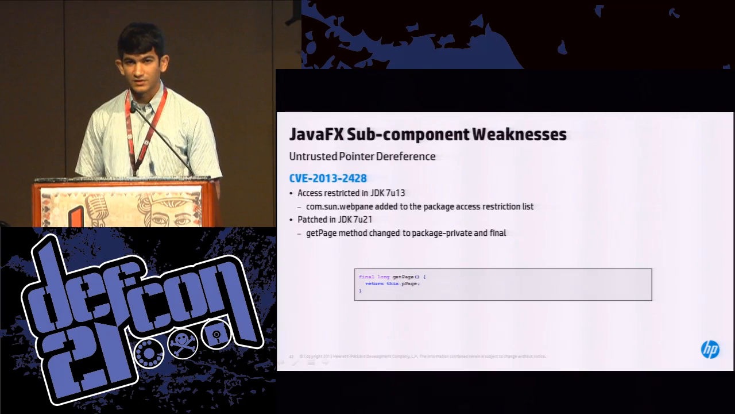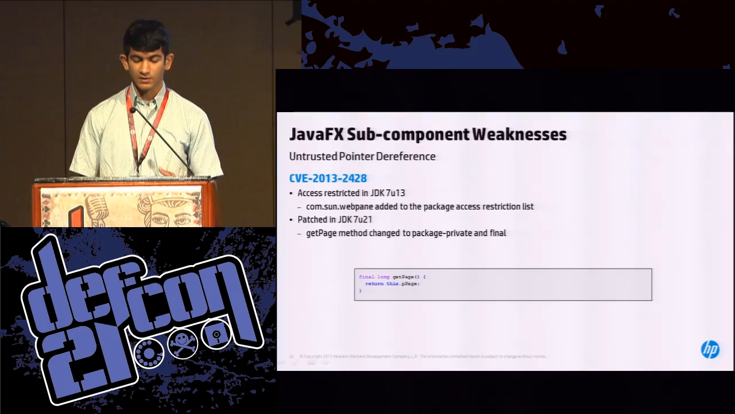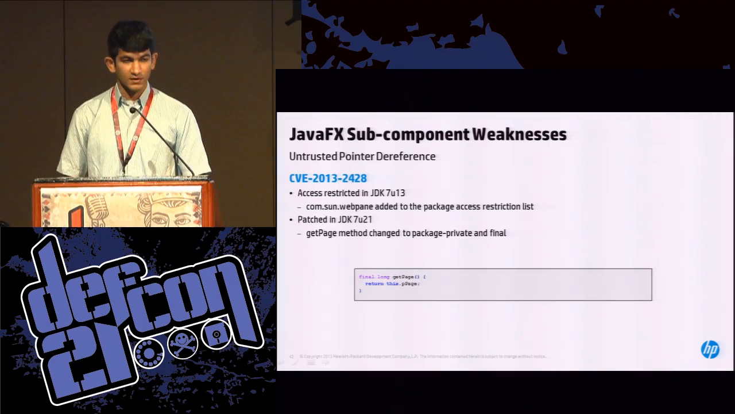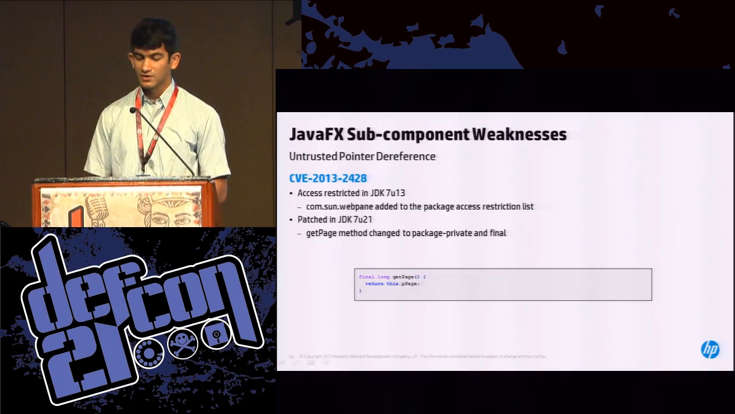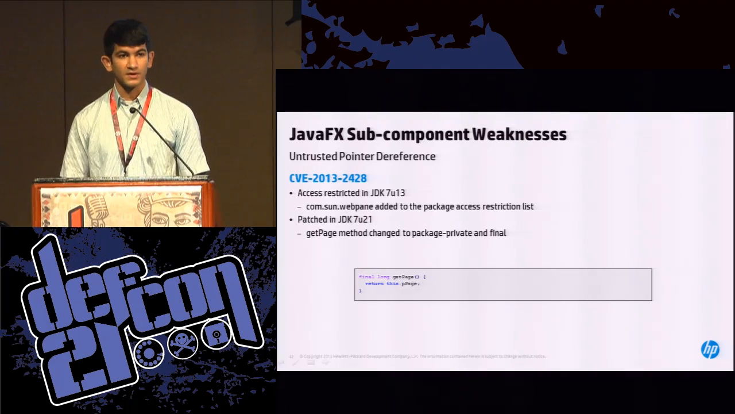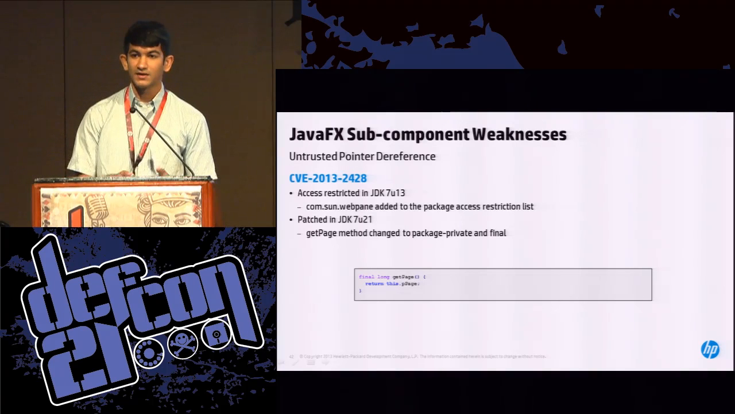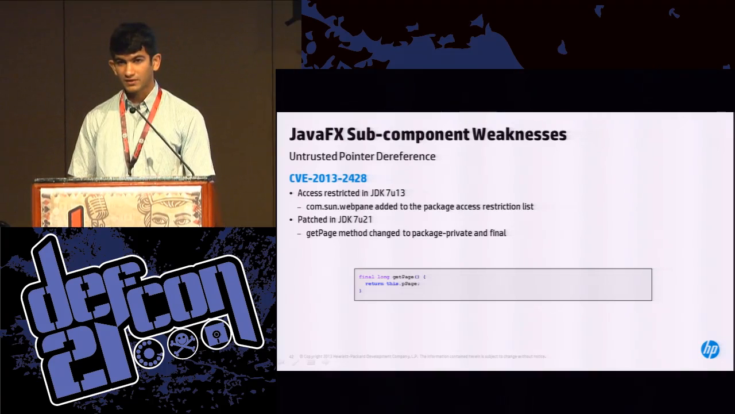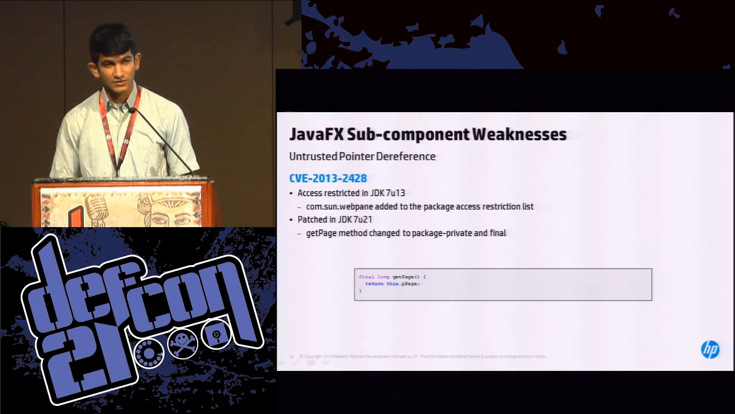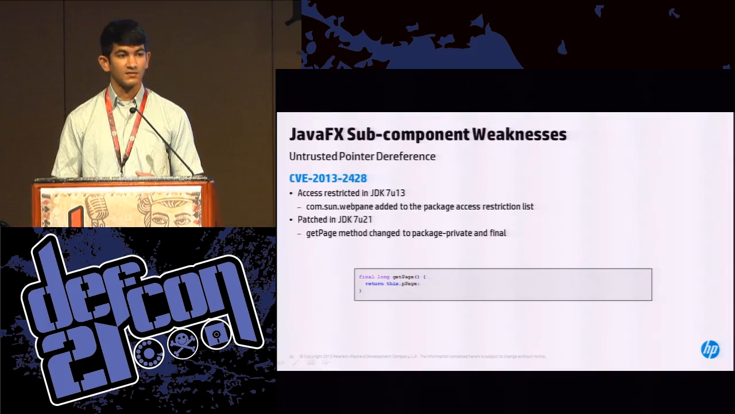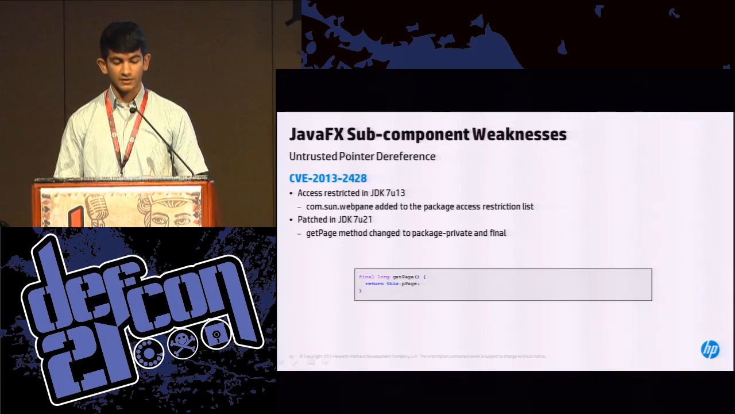So this was patched in an interesting way. We actually got a slew of untrusted pointer derefs all at the same time. And in JDK 7 update 13, Oracle, in kind of a make-the-hurting-stop reaction, just flat out banned the com sun webpane package. As a result, any attempt to access any class within that package or subpackage would result in a package access exception error. There's also a package definition restriction list, and that also contains the same thing. In fact, Brian will go into that a little later.